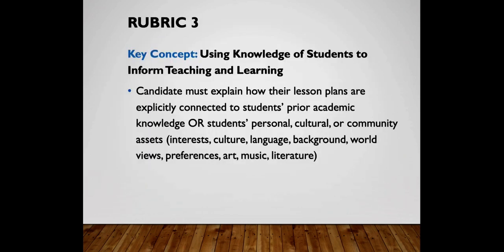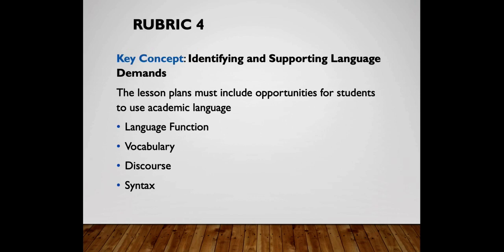The key concept of Rubric 3 is using the knowledge of students to inform teaching and learning. The candidate must explain how their lesson plans are explicitly connected to students' prior learning or students' personal, cultural, community assets. We've already covered what assets are. Rubric 4. The key concept is identifying and supporting language demands. The lesson plans must include opportunities for students to use the academic language.